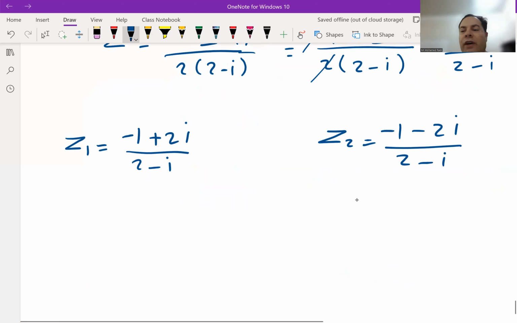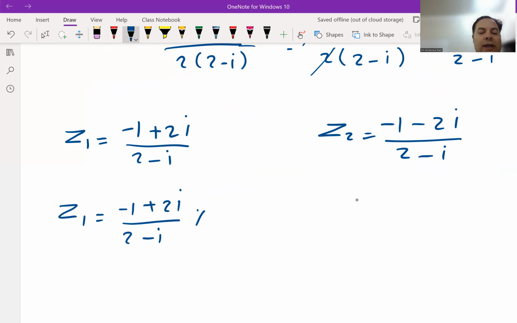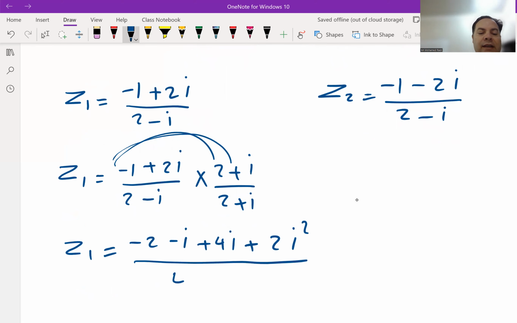Still, you have to simplify and write your answer in the form a plus bi. So multiply by the conjugate. z1 is minus 1 plus 2i divided by 2 minus i, multiplied by 2 plus i divided by 2 plus i. So z1 is equal to, expand the numerator: minus 1 times 2 is minus 2, then minus i plus 4i plus 2i times i, which will be 2i squared, divided by, using the identity, the first squared plus the second squared.